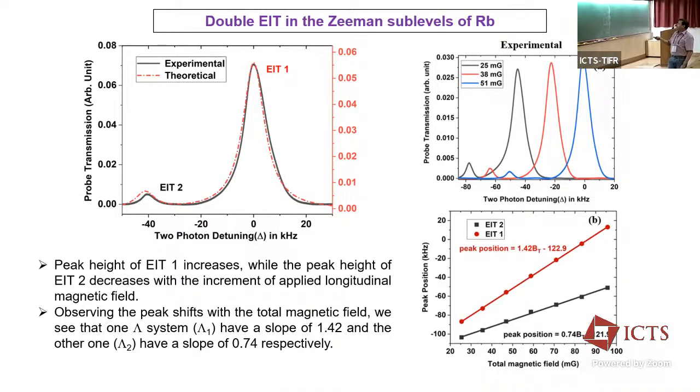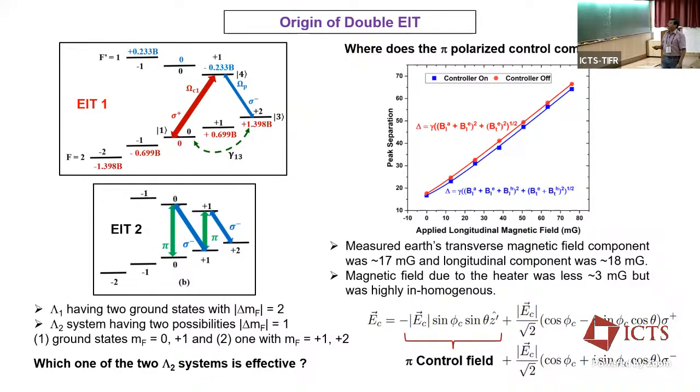So you can see that while we change the total magnetic field, the EIT1 peak and the EIT2 peak split apart, and they follow some linear relations, and also go down in intensity as we increase the magnetic field. So we immediately understood that, since there is a slope of 1.42 and a slope of 0.74, at least from the peak shifts we can find that first of all, there is no single lambda system, but there must be two lambda systems. That's also not too tough to understand.